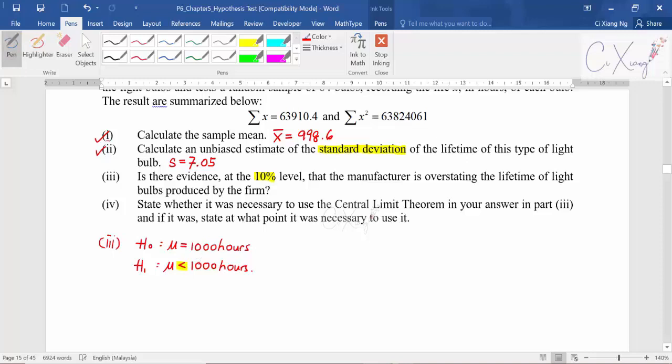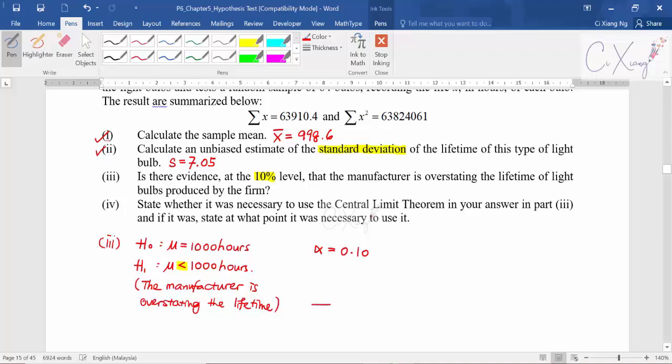Usually I will write out a sentence about the alternative hypothesis. For this one, I can say that the manufacturer is overstating the lifetime of the light bulb. So this is my first step. I will continue with my second step, where you need to list out the significance level. It is given, which is 10%, 0.10.